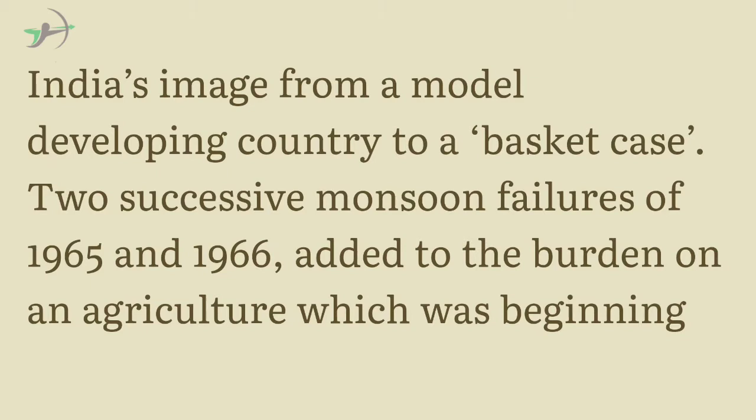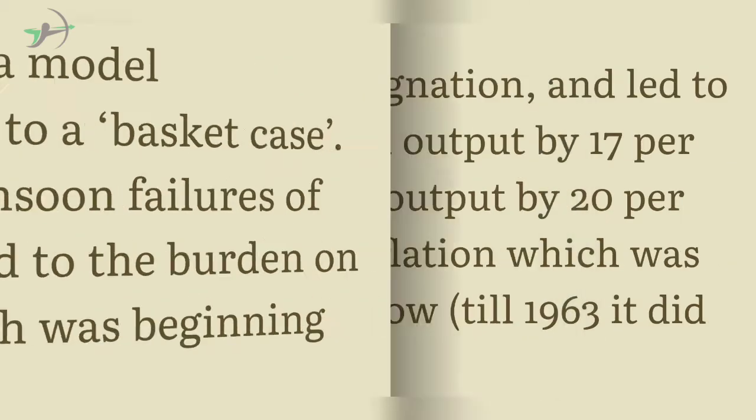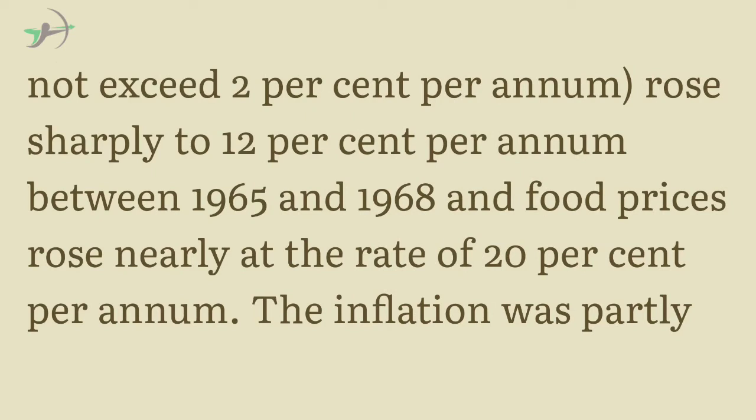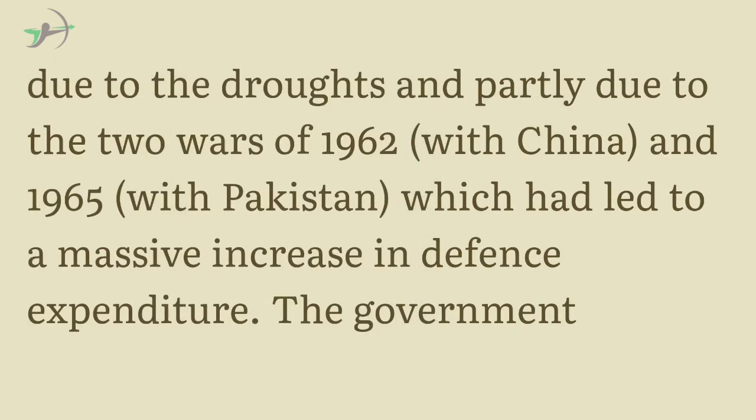Two successive monsoon failures of 1965 and 1966 added to the burden on an agriculture which was beginning to show signs of stagnation, and led to a fall in agricultural output by 17% and food grain output by 20%. The rate of inflation, which was hitherto kept very low till 1963, when it did not exceed 2% per annum, rose sharply to 12% per annum between 1965 and 1968, and food prices rose nearly at the rate of 20% per annum. The inflation was partly due to the droughts and partly due to the two wars of 1962 with China, and 1965 with Pakistan, which had led to a massive increase in defense expenditure.